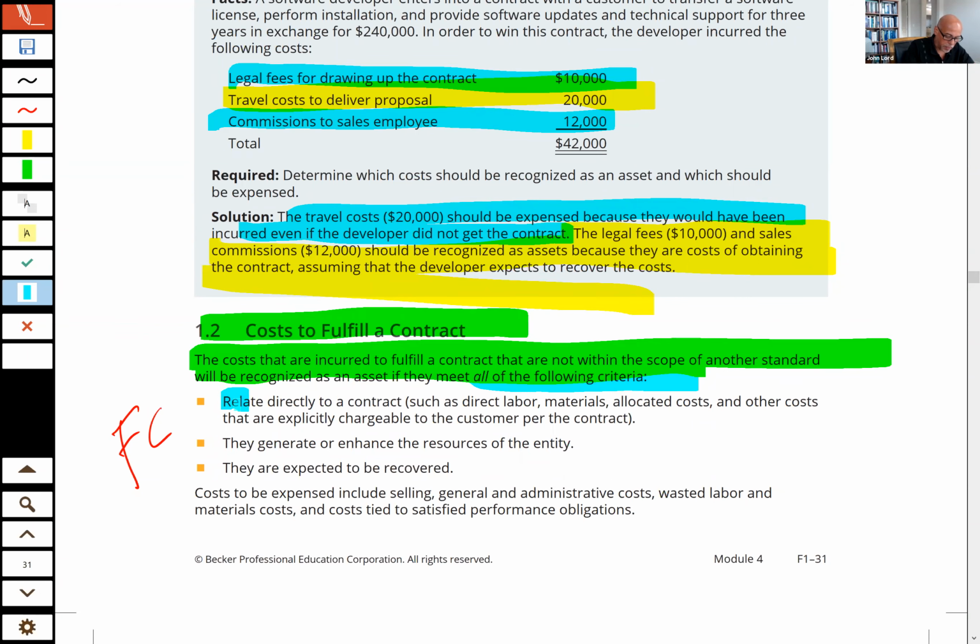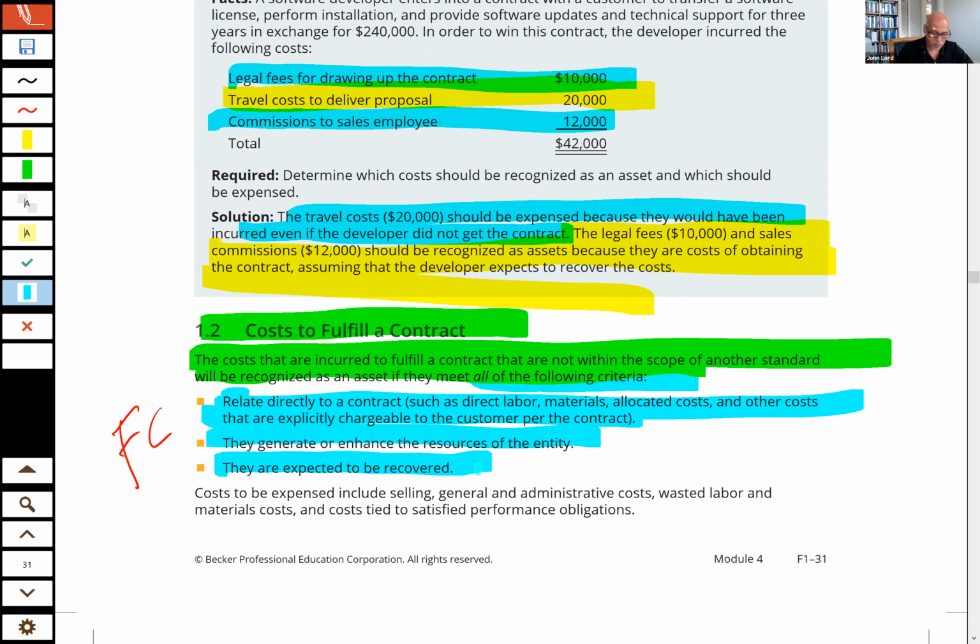But the costs have to meet all the following. They relate directly to the contract, okay? Direct materials, direct labor, obviously. They generate or enhance the resource of the entity, and they are expected to be recovered.